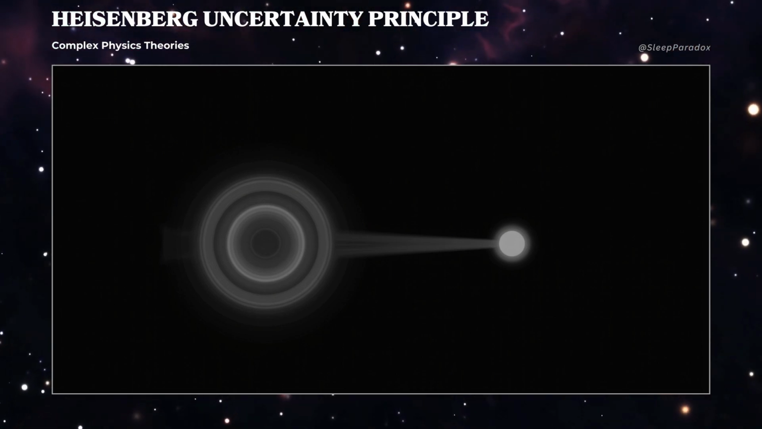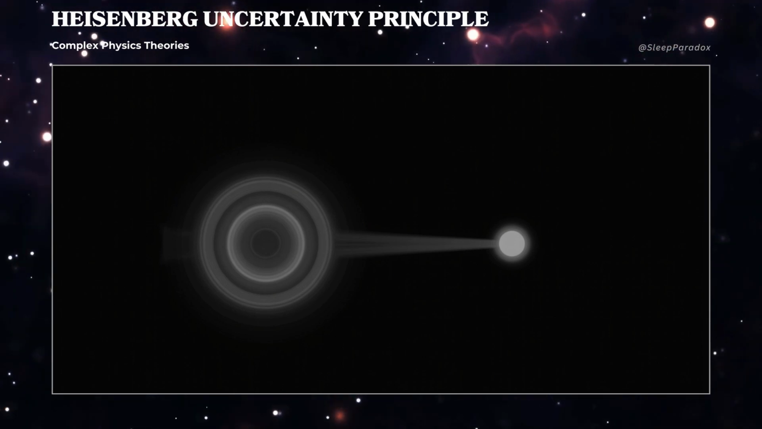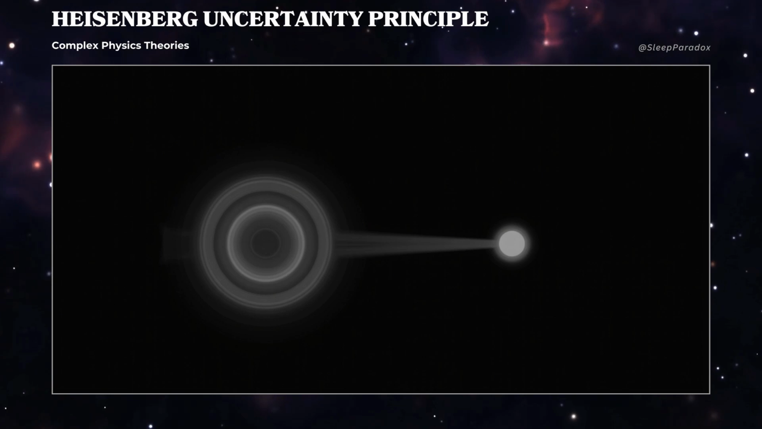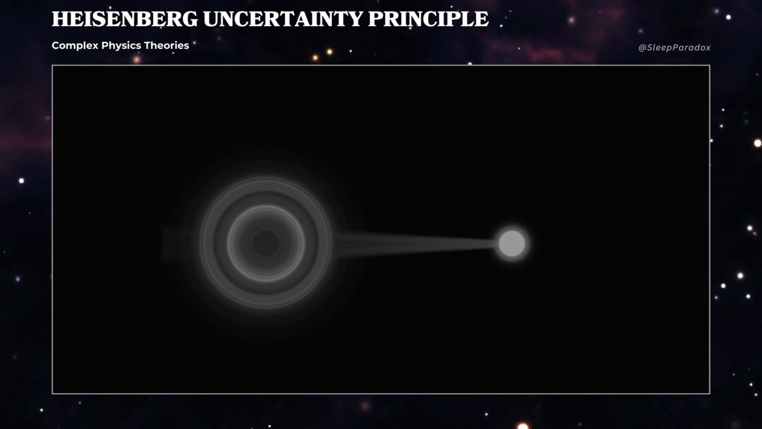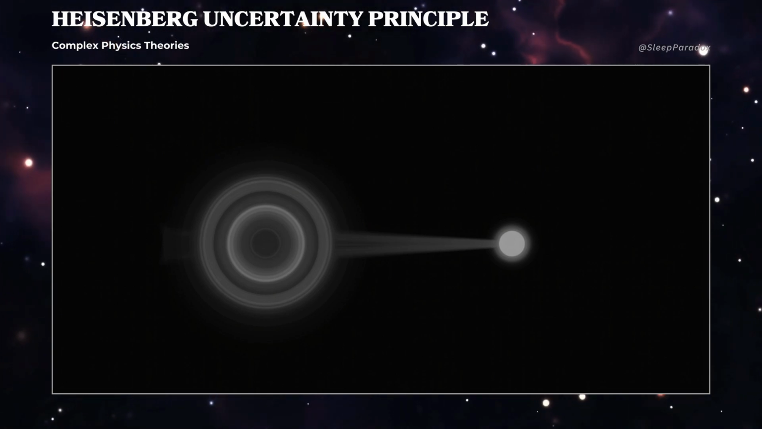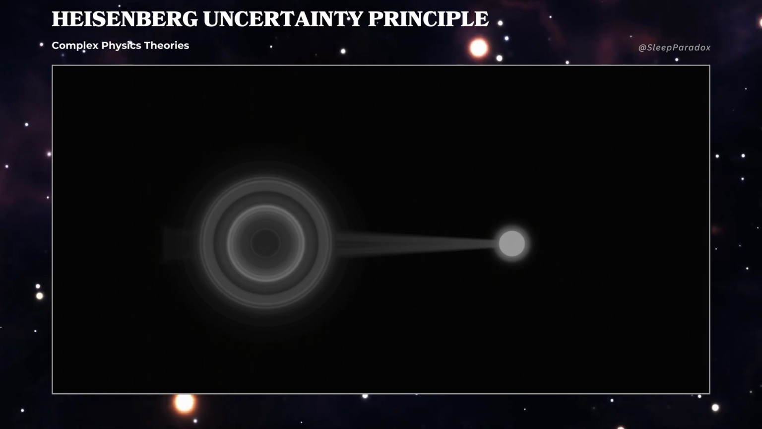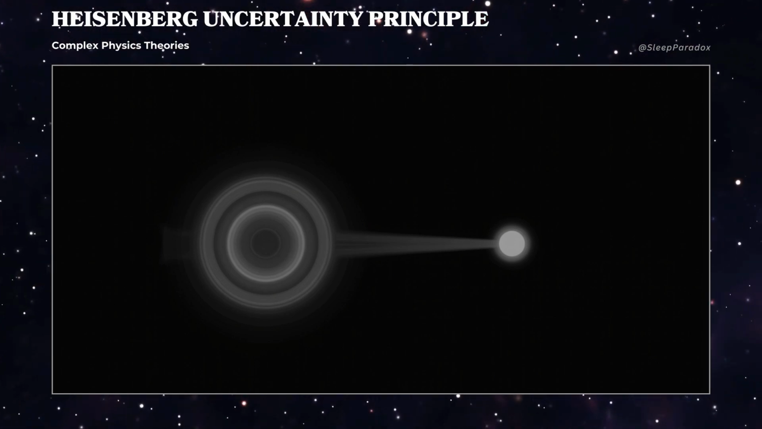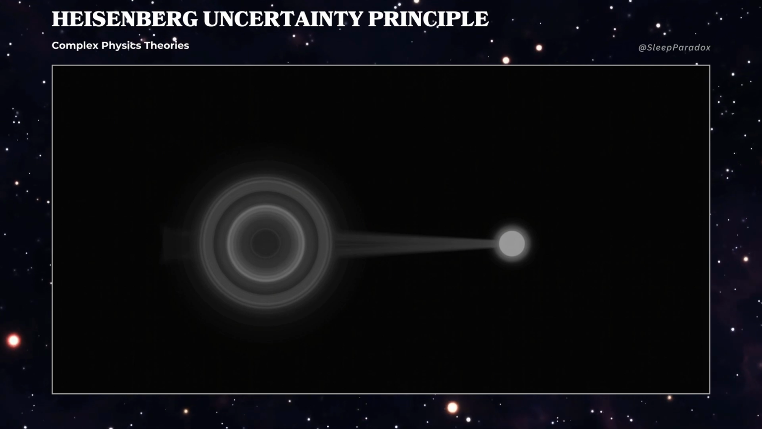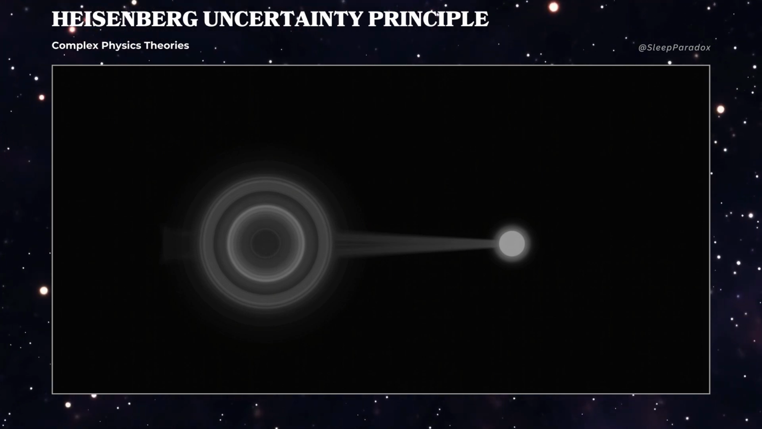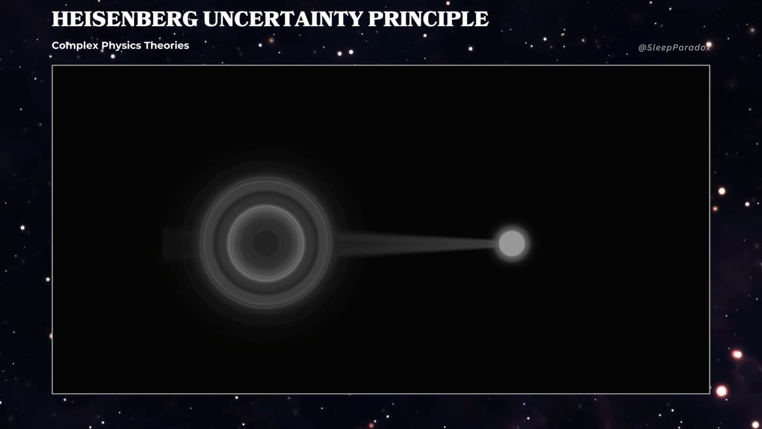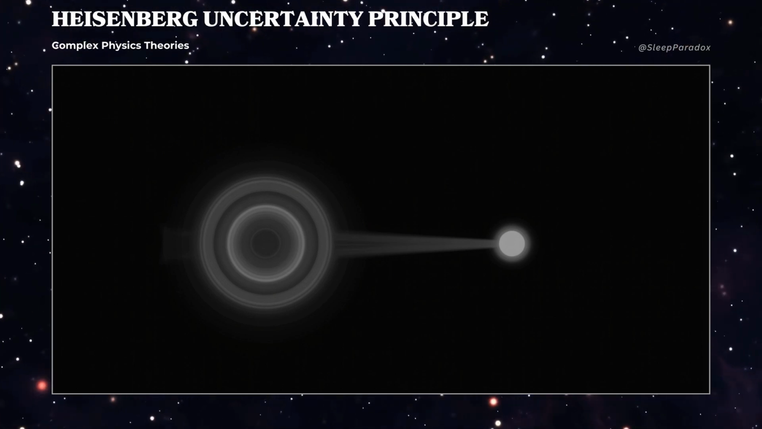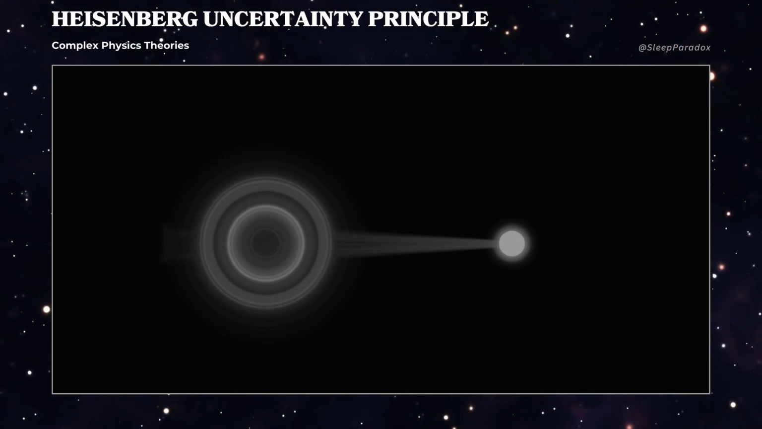This principle is not just a limitation. It reveals something deeper about how the universe operates. It tells us that the act of observation is not passive. At the quantum scale, to observe is to disturb. To know one thing precisely is to unknow another. The Heisenberg uncertainty principle reminds us that nature does not yield all its secrets freely. There are limits to what we can predict, and in those limits, we glimpse the true nature of quantum reality.